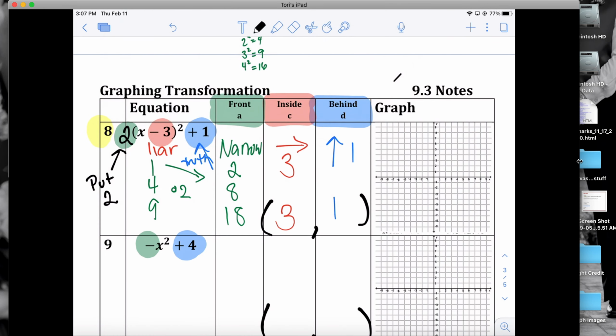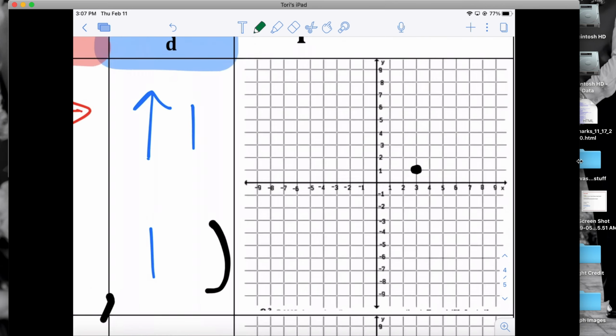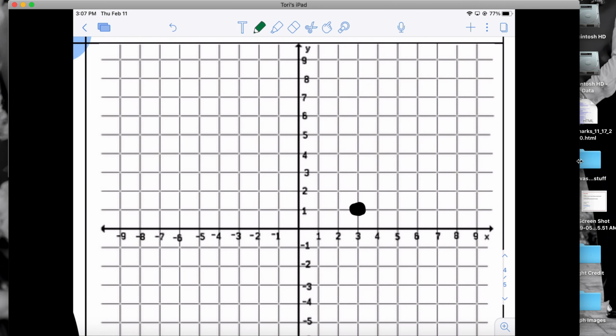All right, moving to the graph. That 3, 1 to the right 3, up 1, he tells me where I'm going to put my first point. So 3, 1 goes right there. Following my pattern, I'm going to go up 2, up 8, up 18. So let me zoom in. I go out 1, up 1, but I'm going up twice as far. So now I go up to 2, and I'm doing that on both sides of the dot.